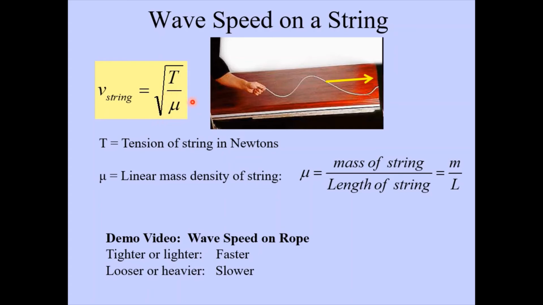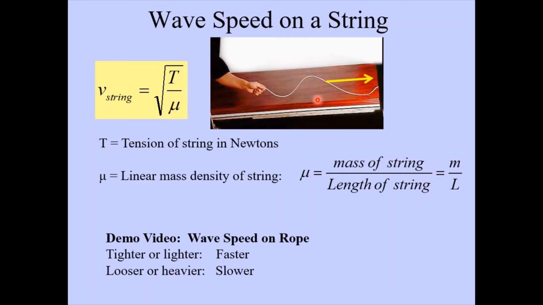This symbol here is called mu. That's the Greek letter mu, and it represents the linear mass density of the string, which is equal to the mass of the whole string divided by the length of the whole string. So it's m over L. This gives us the number of kilograms per meter of string.